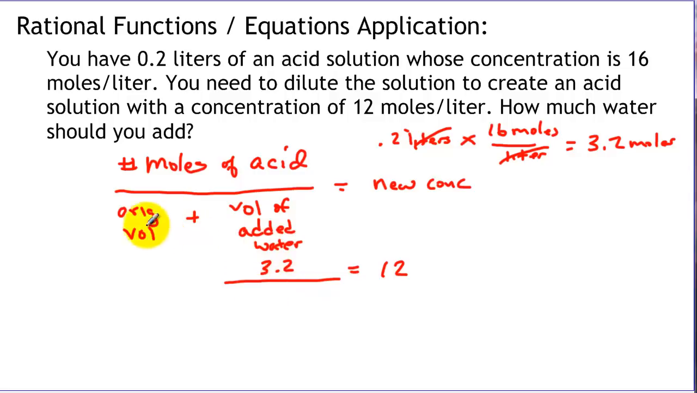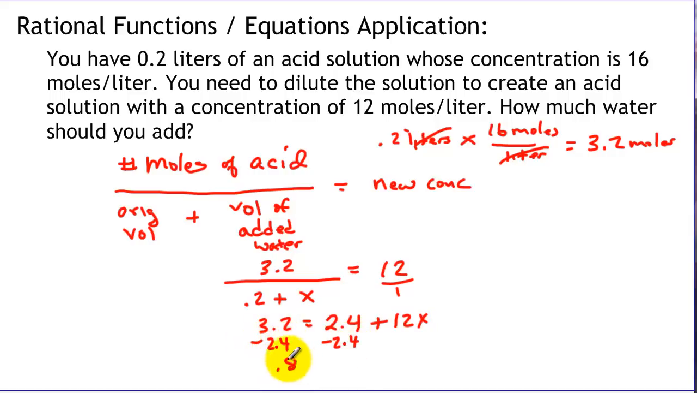And now we need the volume, so our original volume was 0.2 liters. And we're trying to find out how much water to add, so let's call that x. So now we can see here we have a rational equation, and if we put this over 1, we have our proportion type of problem, so we can cross multiply. So we get 3.2 equals, and here we're going to multiply 12 times that. So 0.2 times 12 is 2.4 plus 12x. Now we have a linear equation, so we solve that for x.